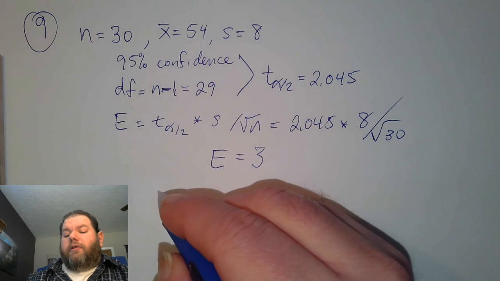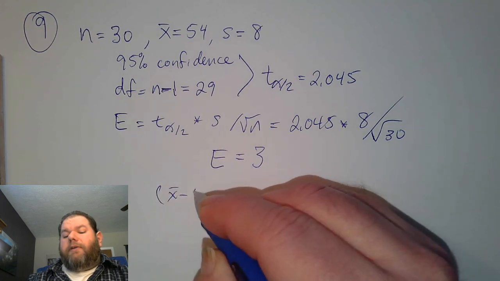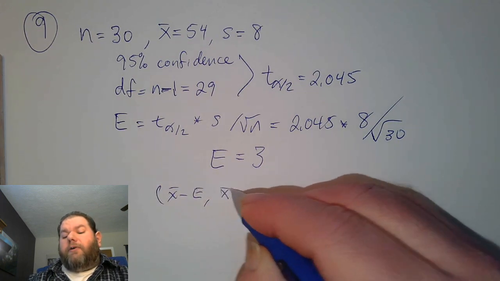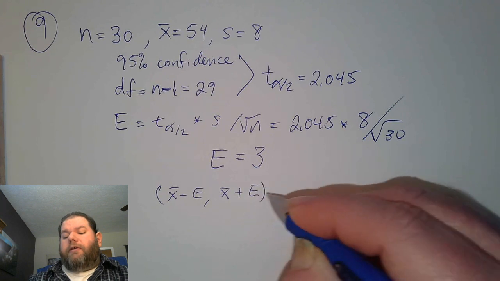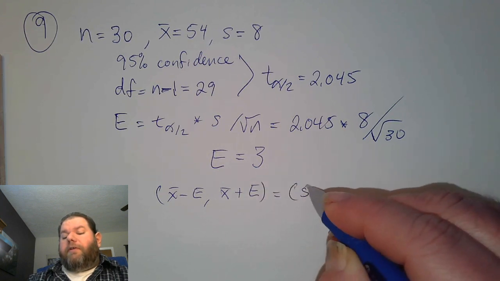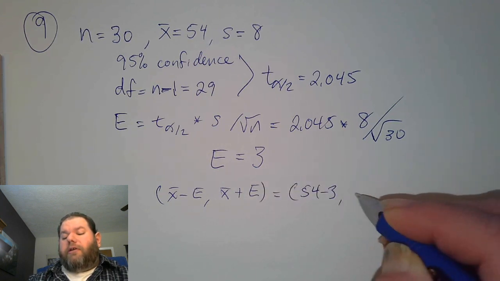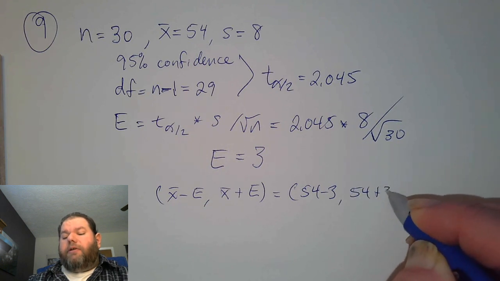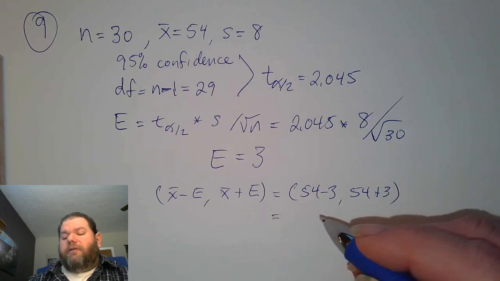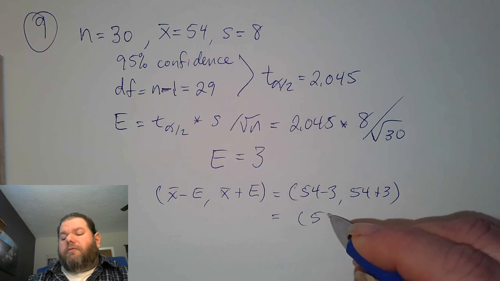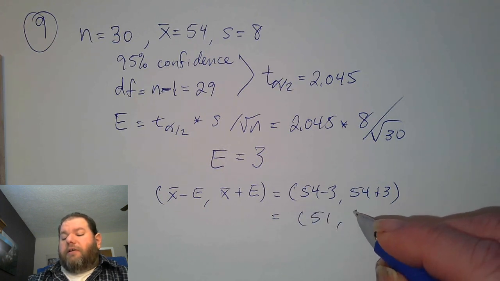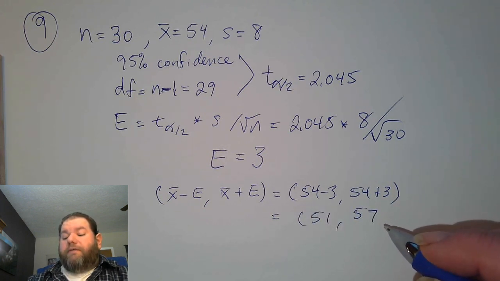Alright, so then we have x bar minus E, comma, x bar plus E. So it'll be 54 minus 3, and then 54 plus 3, which gives us an interval 51 to 57.